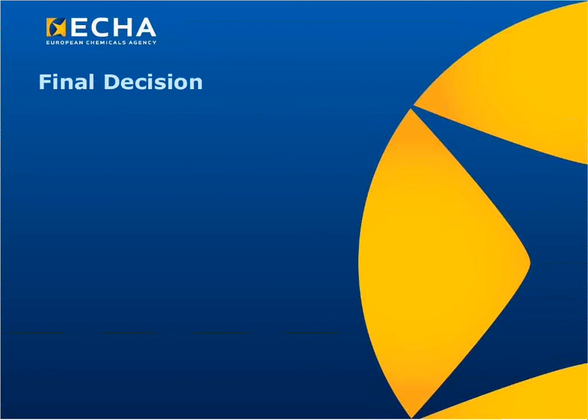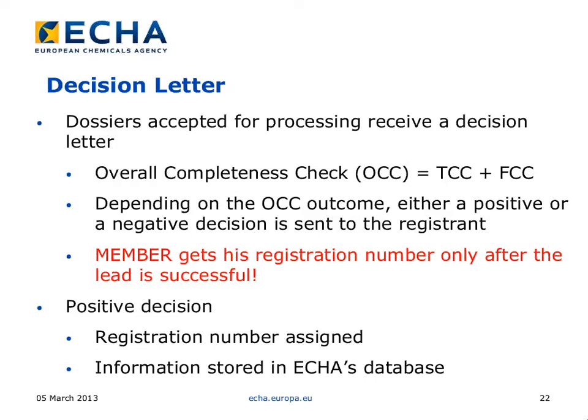When your dossier has passed all the previous steps, then ECHA issues a final decision. If your dossier is accepted for processing, you receive a decision letter from us. As I mentioned before, the overall completeness of your dossier depends on whether your registration passed technical and financial completeness check. Depending on the overall completeness check outcome, we send you either a positive or a negative decision. Please note, a member gets his registration number only after the lead registrant is successful.